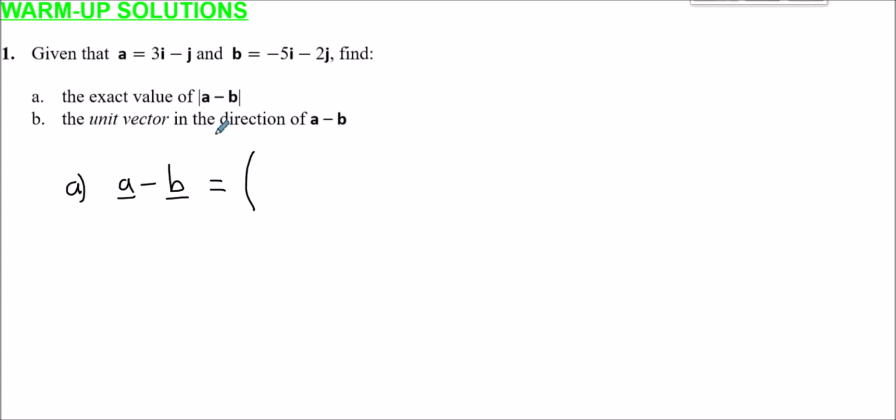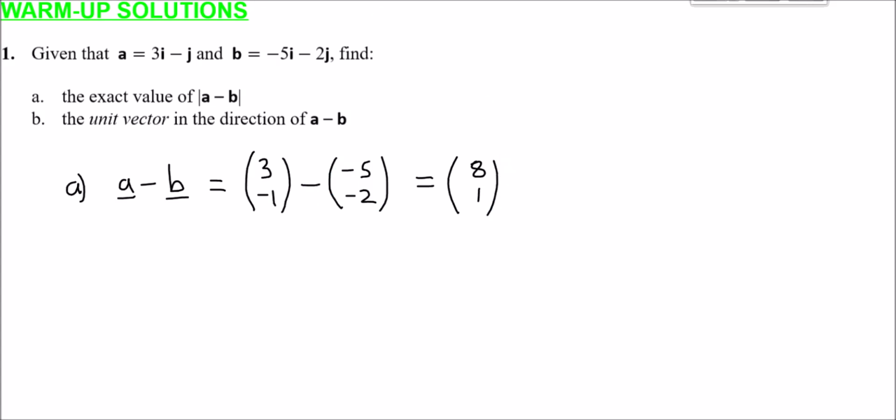So A as a column vector is 3i minus 1j. And we're going to subtract from that B, which is minus 5i minus 2j. So, as a new column vector, we get 3 minus minus 5, which gives us 8, because minus minus 5 is plus 5. And on the bottom, for j, minus 1 minus minus 2 means minus 1 plus 2, which is 1.